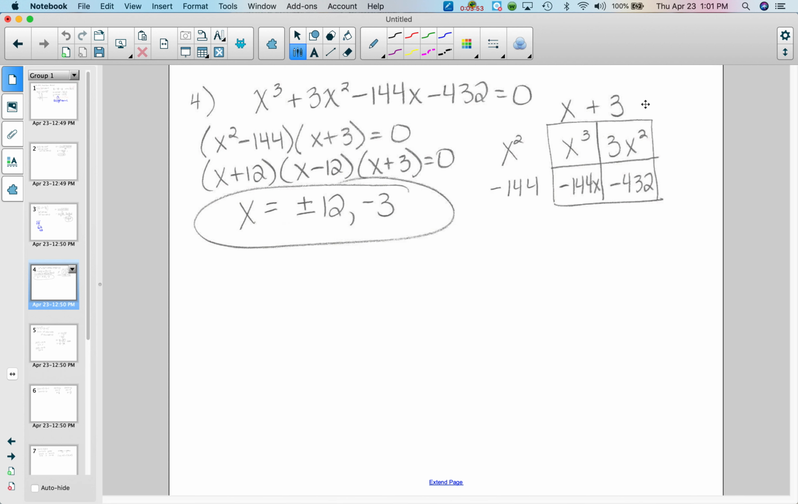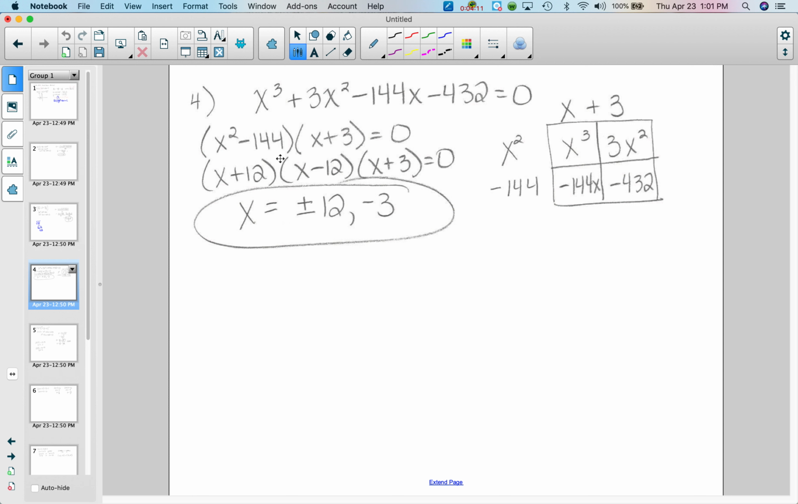On number 4, we had a couple different ways to solve these, but by far the easiest way, if you have 4 terms like this, a cubic function with 4 terms, try putting it in a box and see if you can simplify it that way. This one you can. So you put 1 term in each box, pull out common factors.